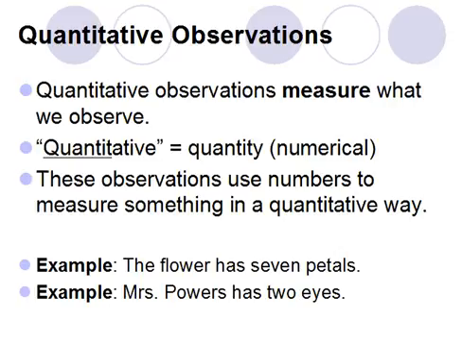Quantitative observations measure what we observe. So here we're talking about the quantity of something, which is a numerical value. We usually use numbers to measure something in a quantitative way. For example, the flower has 7 petals, or Mrs. Powers has 2 eyes. Both numbers to make an observation.